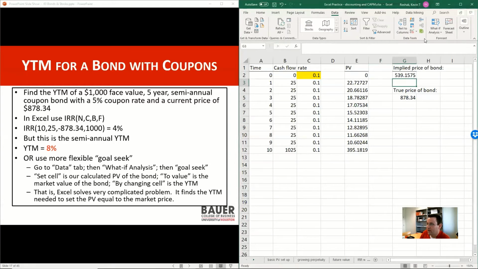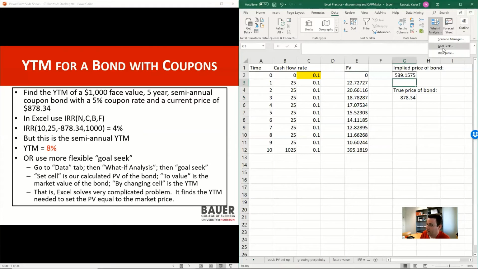Goal seek is within the data tab. In particular, it's under this what if analysis section over here. So what if analysis, what does that mean? What if I change something? What's going to happen? That's what what if evokes. With goal seek, we're going to be changing this rate, and we're going to see what happens when we change this rate that's highlighted in yellow.